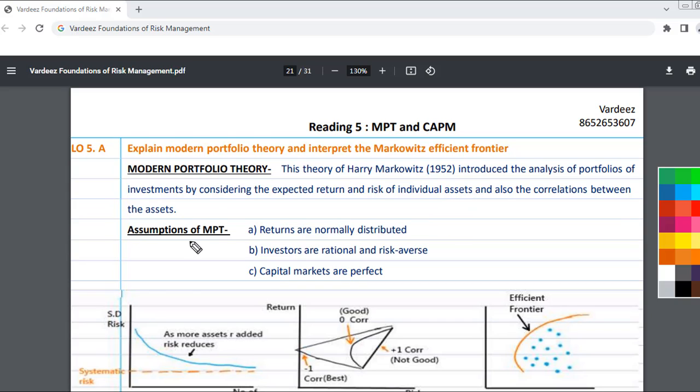Talking about the assumptions: returns are normally distributed. This suggests that only mean and variance play a role in portfolio evaluation, nothing more than that. Investors are rational, meaning that if given a choice, the investor will pick the stock with the highest return, and risk averse, they do not like much risk. They will try to avoid it as much as possible. That's what we mean by risk averse. Capital markets are perfect. Now what do we mean by this? Basically no taxes, no commissions. Of course, this is just an assumption of MPT.